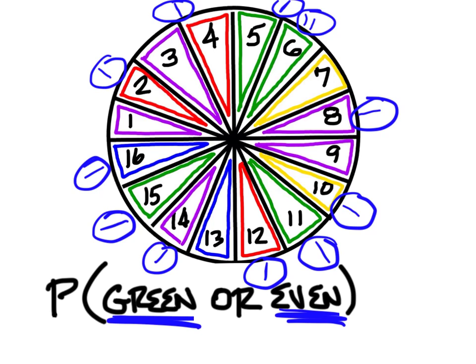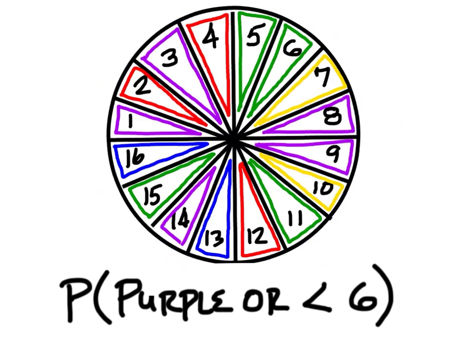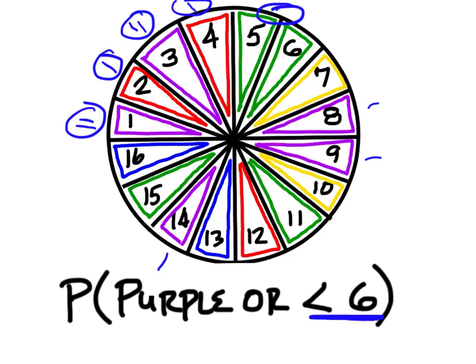Purple, we have 1, 2, 3, 4, 5 purple, and then less than 6 means 5, 4, 3 is a double, 2, and then 1 is marked twice as well, but you just count them once. 1, 2, 3, 4, 5, 6, 7, 8, which is 1/2, 8 over 16.